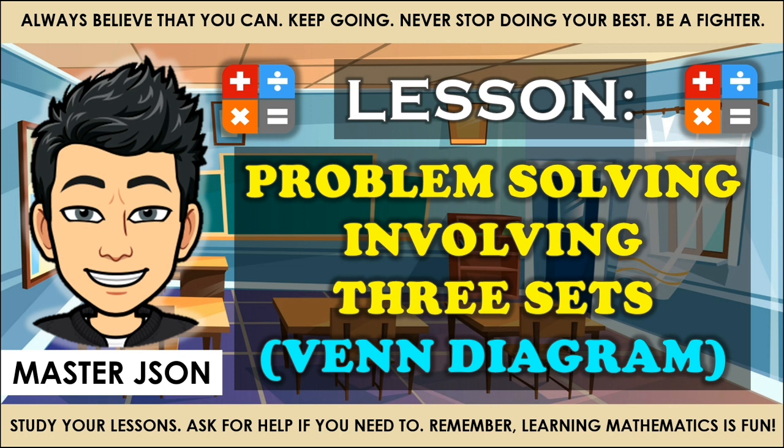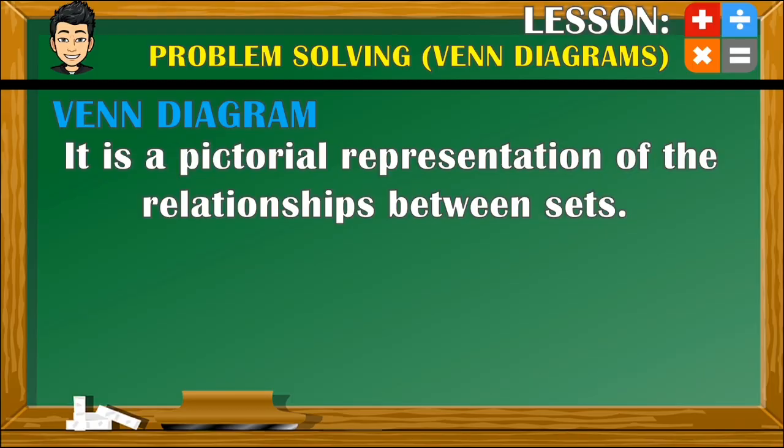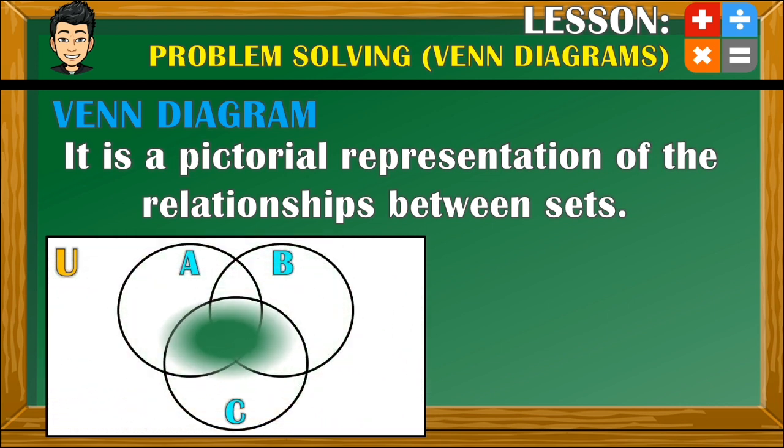For today's video, we are going to discuss problem solving involving three sets. Bago natin talakayin ang mga word problems involving three sets, balikan muna natin ang definition ng Venn diagram. So basically, a Venn diagram is a pictorial representation of the relationships between sets. Ganito ang itsura ng Venn diagram natin kapag three sets na yung pinag-uusapan.